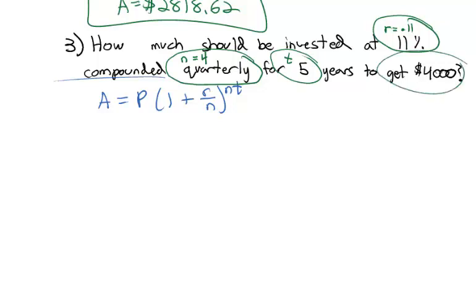The $4,000, though, is that the present principal value or the future accumulated amount? We want to get $4,000. That is the future accumulated amount. So A is 4,000, is equal to P, the principal, we don't know that, times 1 plus R, 0.11, over N, which is 5. Whoops, no it's not. N is 4, sorry. To the NT, 4 times 5.